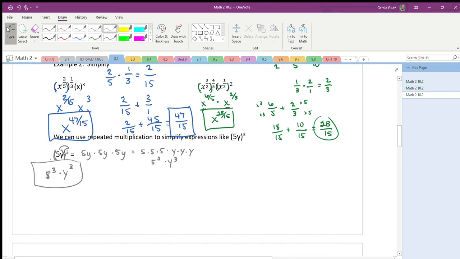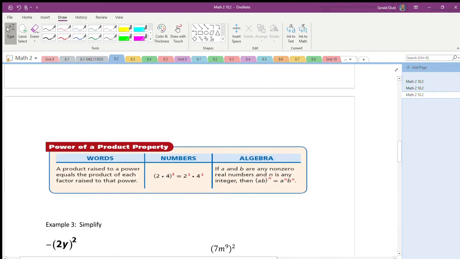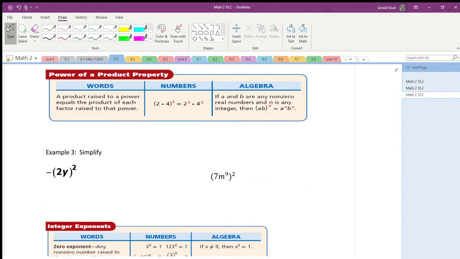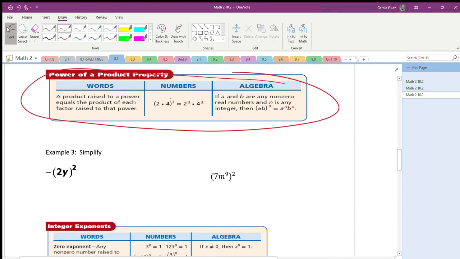If you wanted to multiply out 5 to the 3rd, you'd get 125. So 125y to the 3rd. Moving on to the next page. What we just talked about is right here. You're distributing this 3 to each term inside of the parentheses.